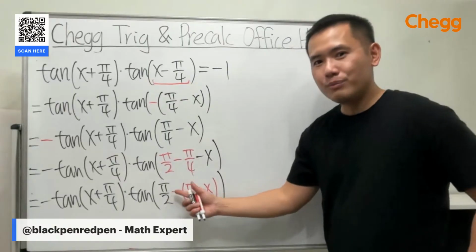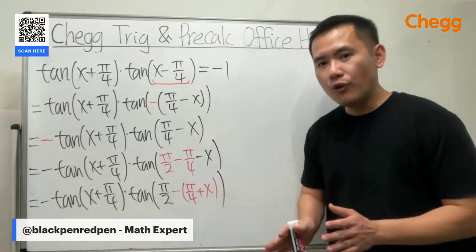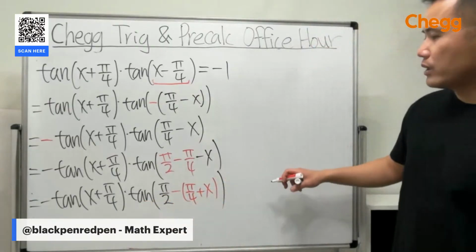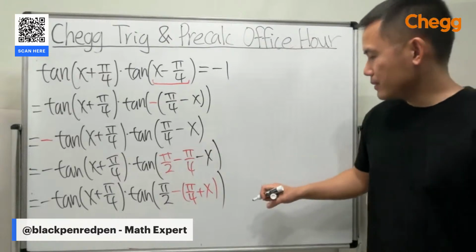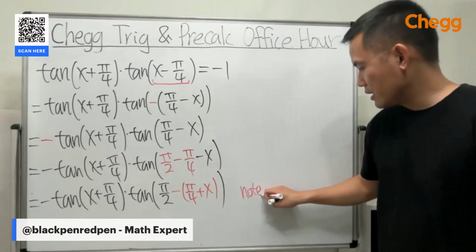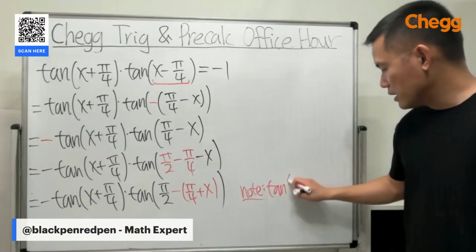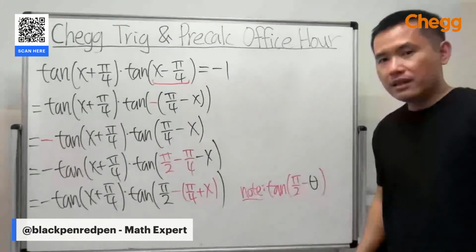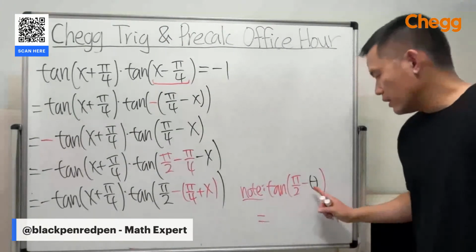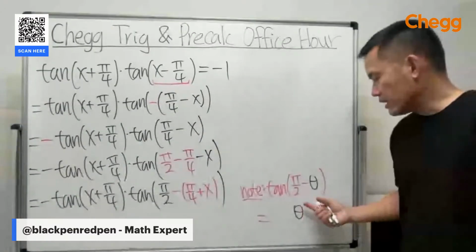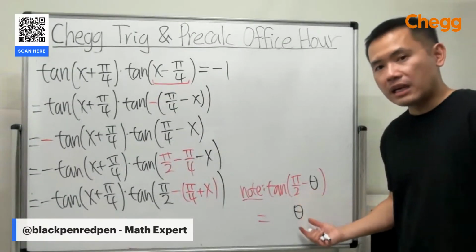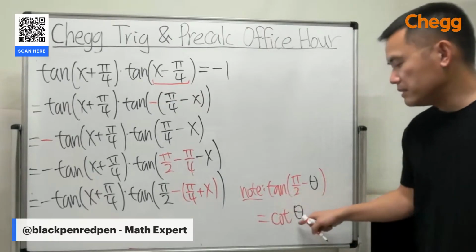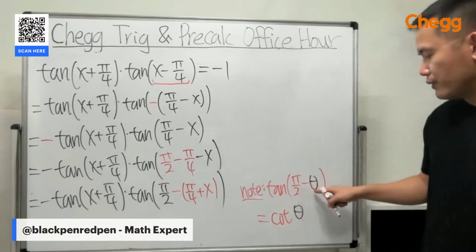When you have pi over 2 minus an angle, you'll just get the cofunction, the coversion of whatever this is of the angle. So here is a quick note. I am going to put it right here. Note. For example, if you have tangent of pi over 2 minus an angle theta, well, if you just have the angle theta, together they add up to be pi over 2. So they are complementary angles. This will be the same as the coversion of the tangent, namely cotangent of theta.